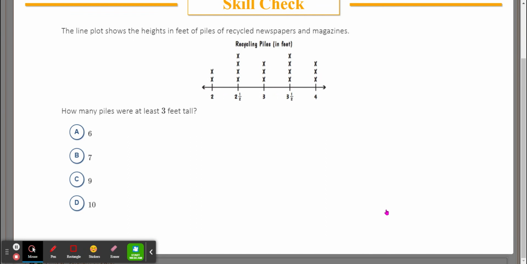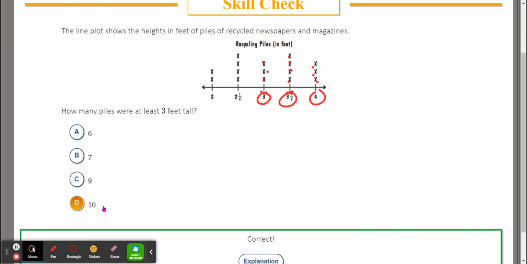It says, how many piles were at least 3 feet tall? At least 3 feet tall, meaning including 3. Well, 3 feet, 3.5 feet, and 4 are at least 3 feet tall. And all I have to do is count the X's to tell me how many piles there are. 1, 2, 3, 4, 5, 6, 7, 8, 9, 10. So there's 10 X's, meaning there's 10 piles that were at least 3 feet tall.